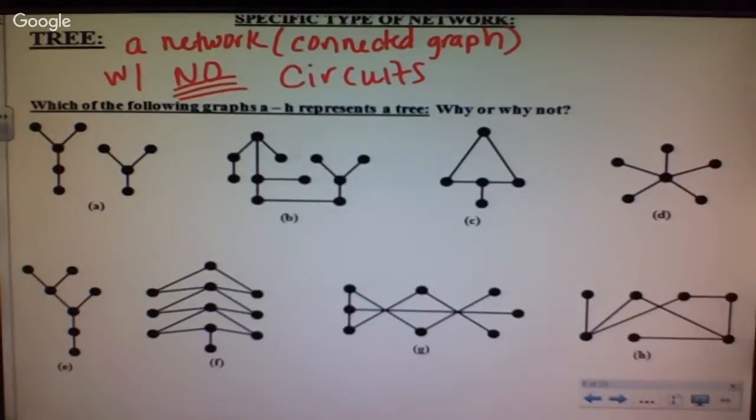Take a look at A. Would you call this a tree? No. I heard yes and I heard no. Gianni, why do you say no? It's not connected. This is in 2 separate pieces. Okay, so this is no tree. It's disconnected. You've got 2 separate pieces.